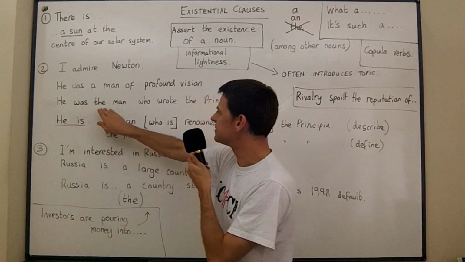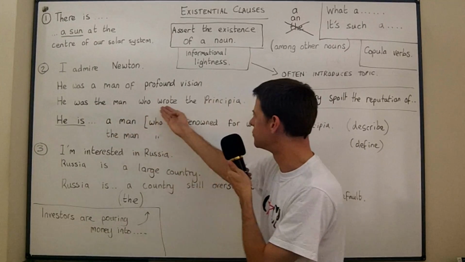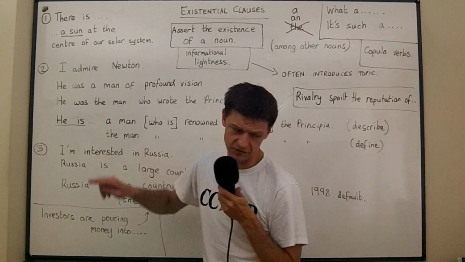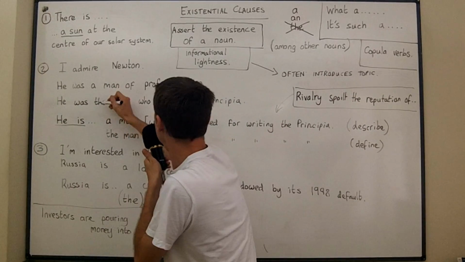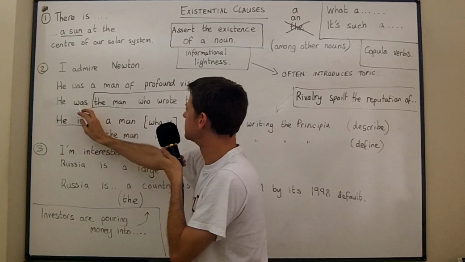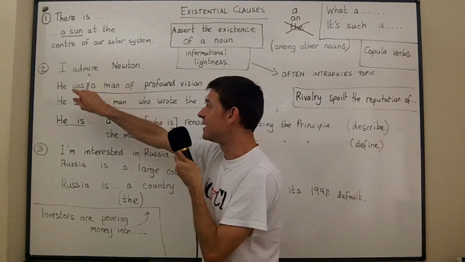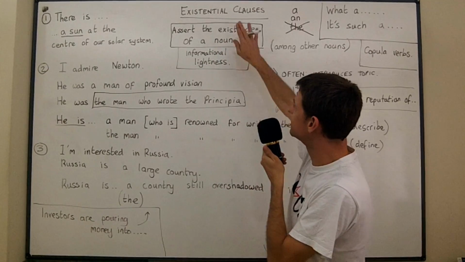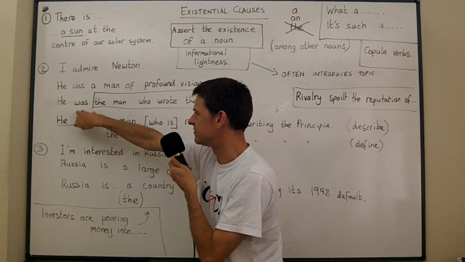However, if I define Newton, if I give a definition of he was the man who wrote the Principia, there's only one guy who wrote the Principia, and I must use the in this sentence. I really must. He was the man who wrote the Principia. So I don't want you to think that it's impossible to use to be and the. That's not what I'm saying. It's just very common that you'll see to be and a, because we're just asserting the existence in these existential clauses of a noun.